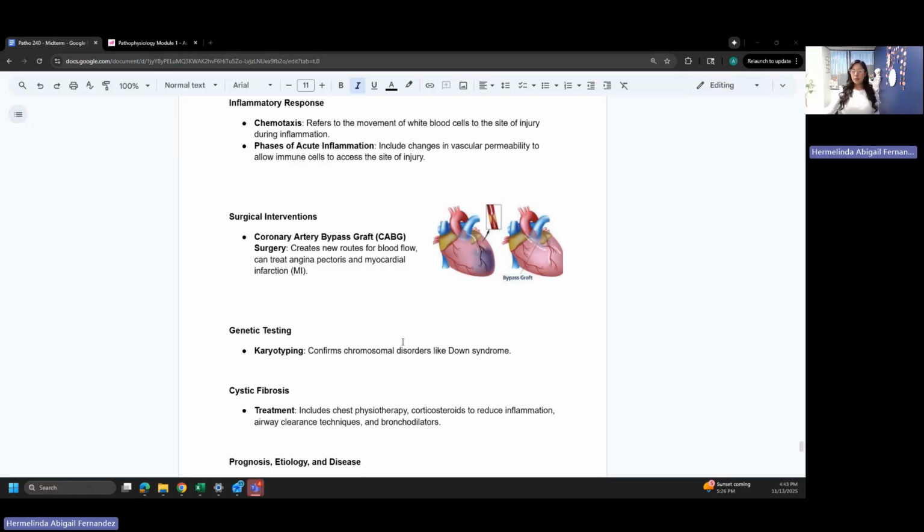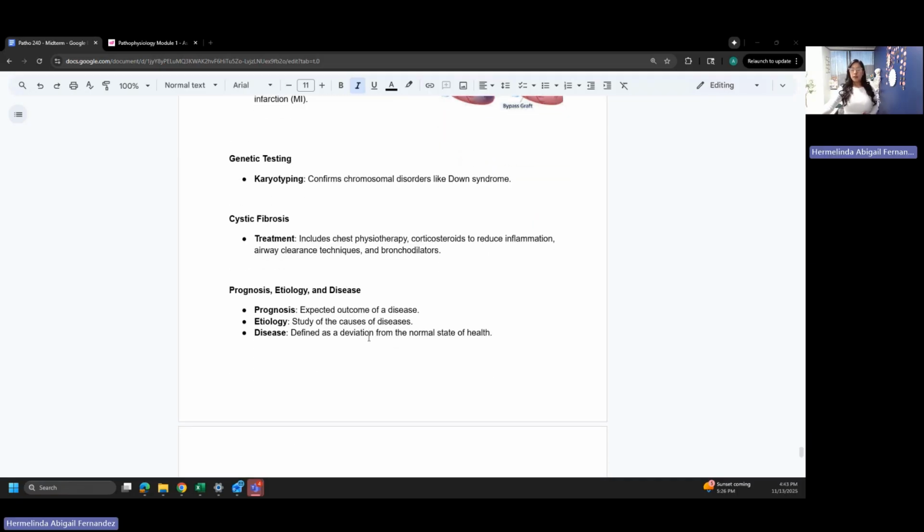We have CABG, so coronary artery bypass graft surgery. Okay, that's a drawing influencer. Okay, thank you. So coronary artery bypass graft, CABG. This creates new routes for blood flow that can treat angina pectoris and myocardial infarction. This is just review. Karyotyping. This confirms chromosome disorders like Down syndrome.